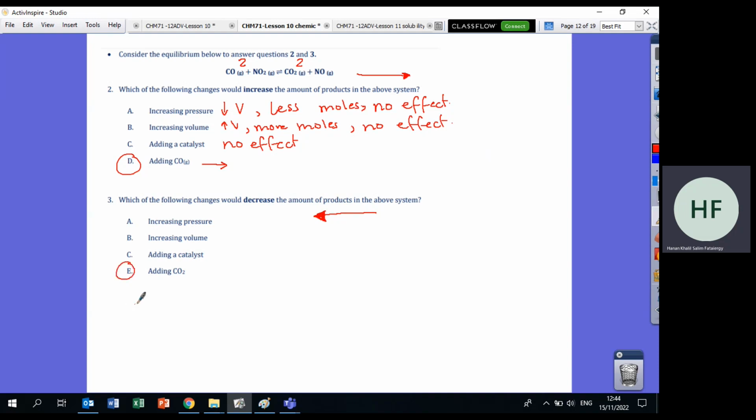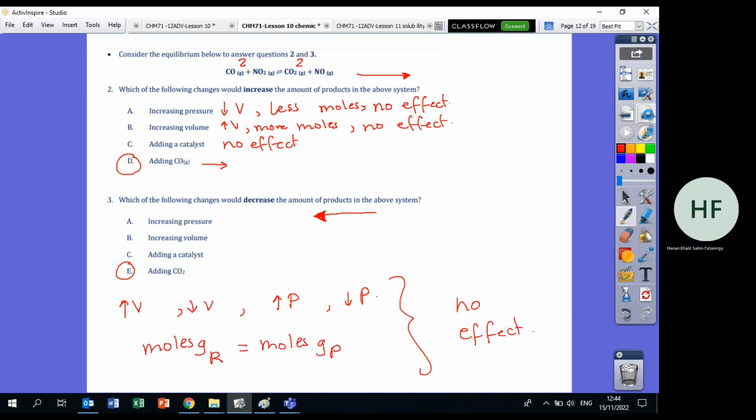Now, I want you to pay attention. If you increase the pressure, or decrease the volume, or increase pressure, or decrease pressure, and you find out that the moles of gaseous reactants equal the moles of gaseous products, this means that all these four have no effect. Okay, they will have no effect on the equilibrium position.